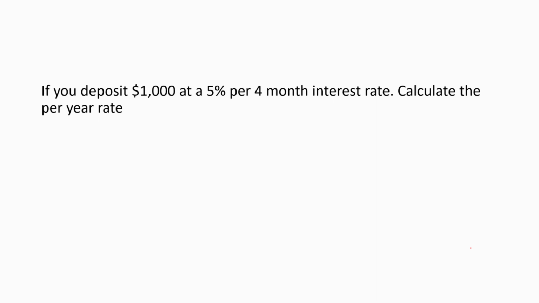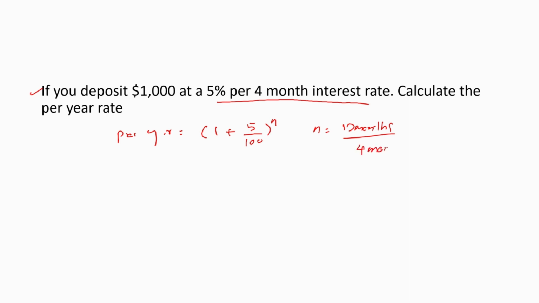Let's do an example. If you deposit $1,000 at a 5% per 4-month interest rate, calculate the per year rate. So the per year rate will be 1 plus the interest rate given for the period, which is 5%. We have to convert this 5% into a decimal, which is 5 over 100, to the power simple n. We can calculate simple n by 12 months divided by the given number of months, 4 months. So simple n equals 3.